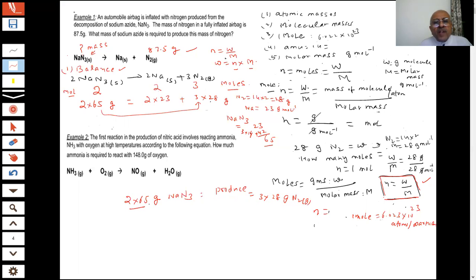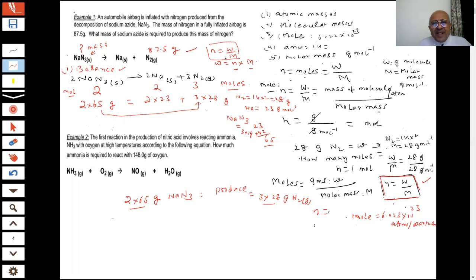Is this relationship clear? Yes, I got it. I can convert moles into grams, or I can convert grams into moles. You can use the formula I gave you. I will be using this formula, students. Now the question says: what mass of sodium azide is required to produce 87.5 gram of nitrogen?